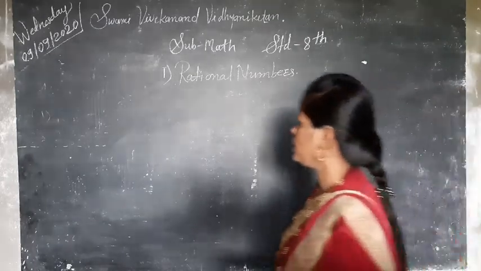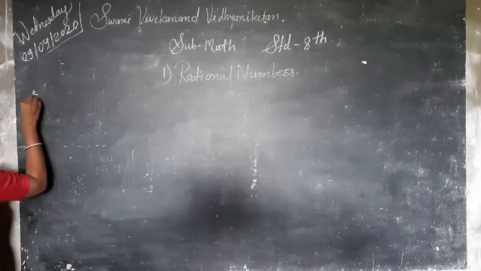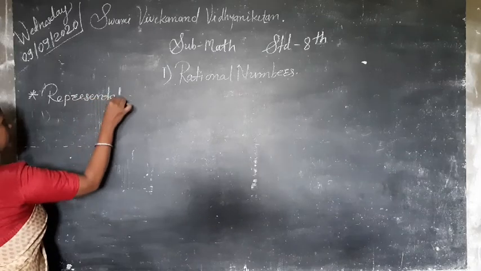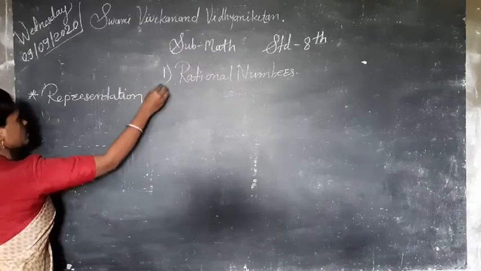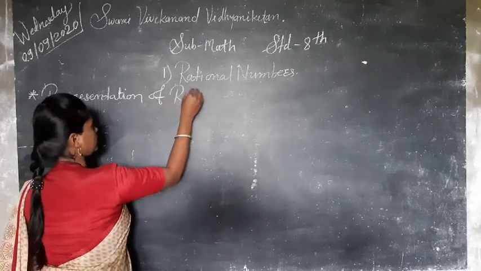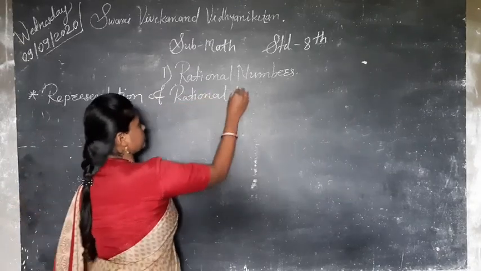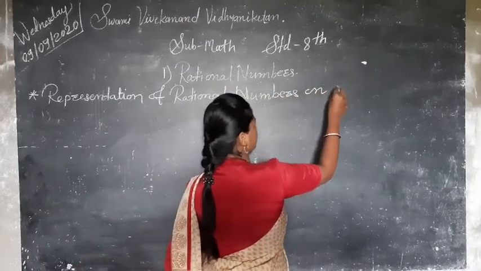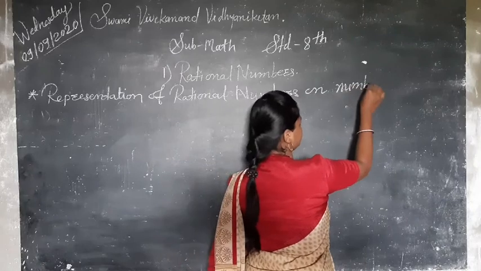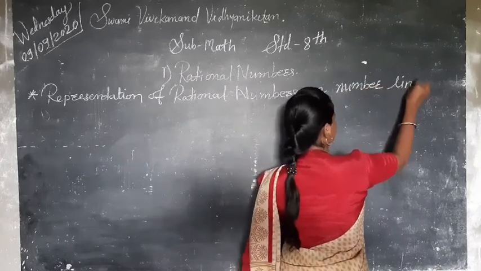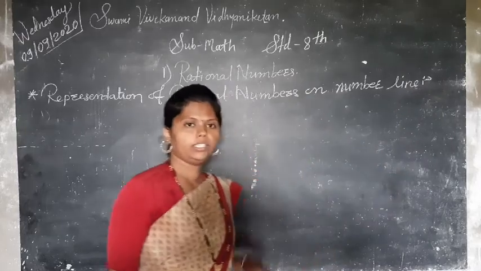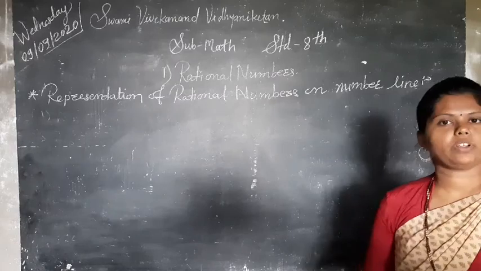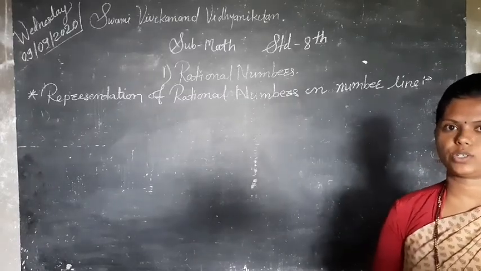Today the point we have here is representation of rational numbers on number line. Here we are going to study how to represent rational numbers on a number line. Before that, you know how to represent integers on a number line.